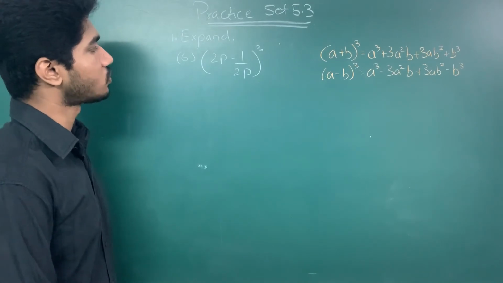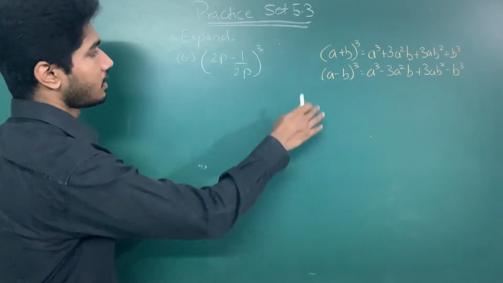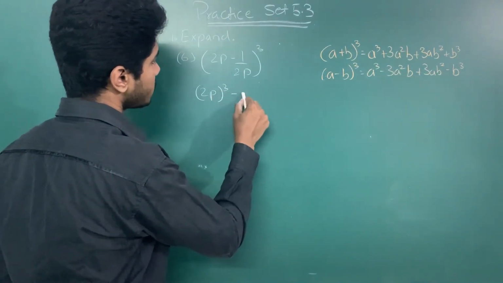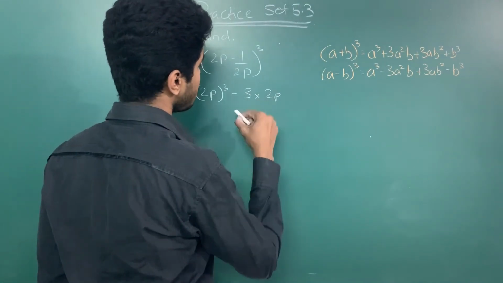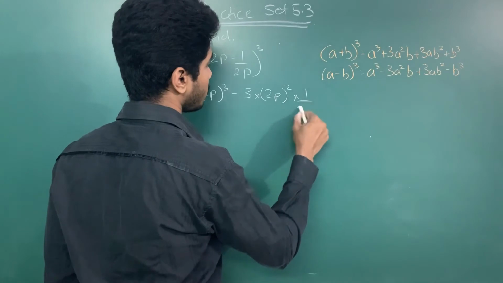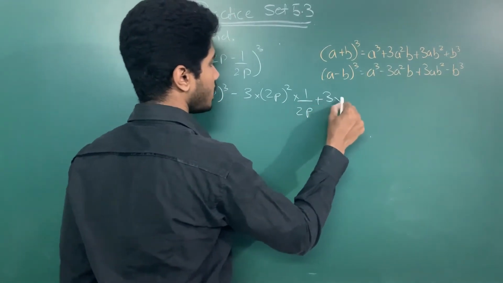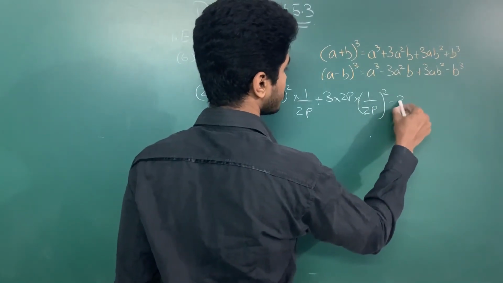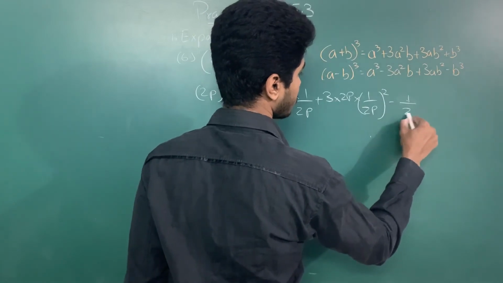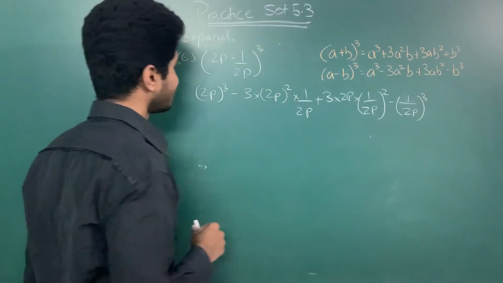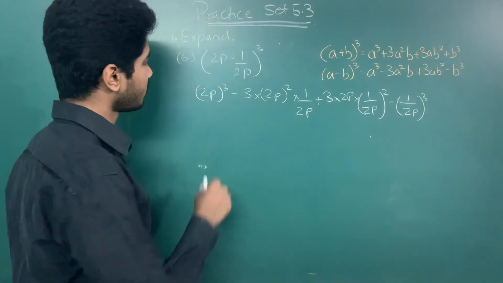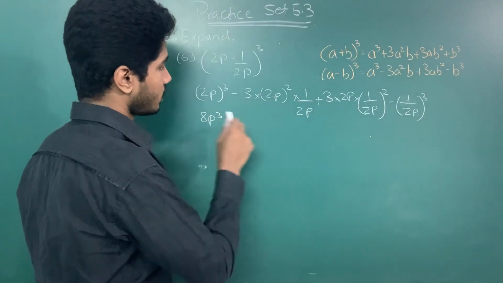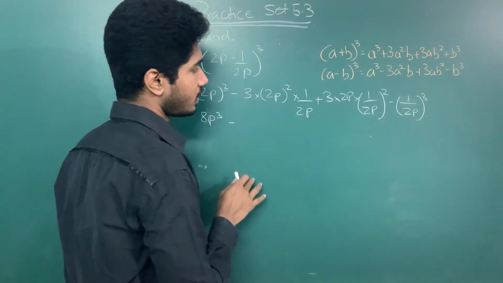Sixth question, 2p minus 1 upon 2p the whole cube. Let's apply the second formula. So this will be 2p the whole cube minus 3 into 2p the whole square into 1 upon 2p plus 3 into 2p into 1 upon 2p the whole square minus, this will be 1 upon 2p the whole cube. So 2p the whole cube will be, 2 cube will be 8, p will be p cube minus 2p square.